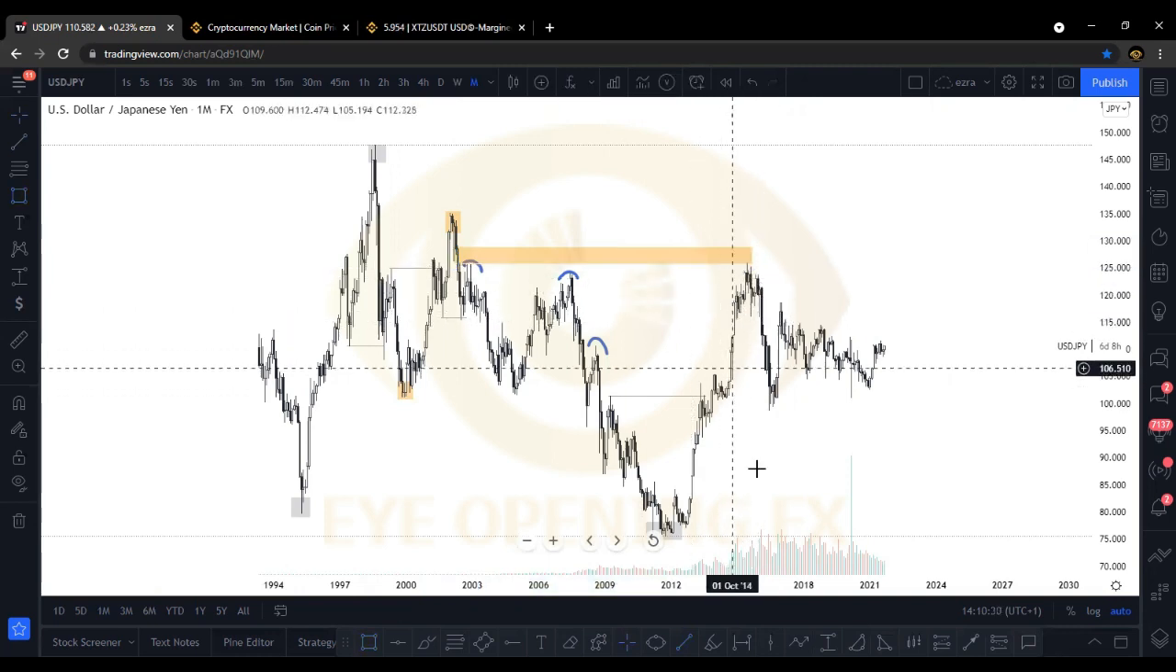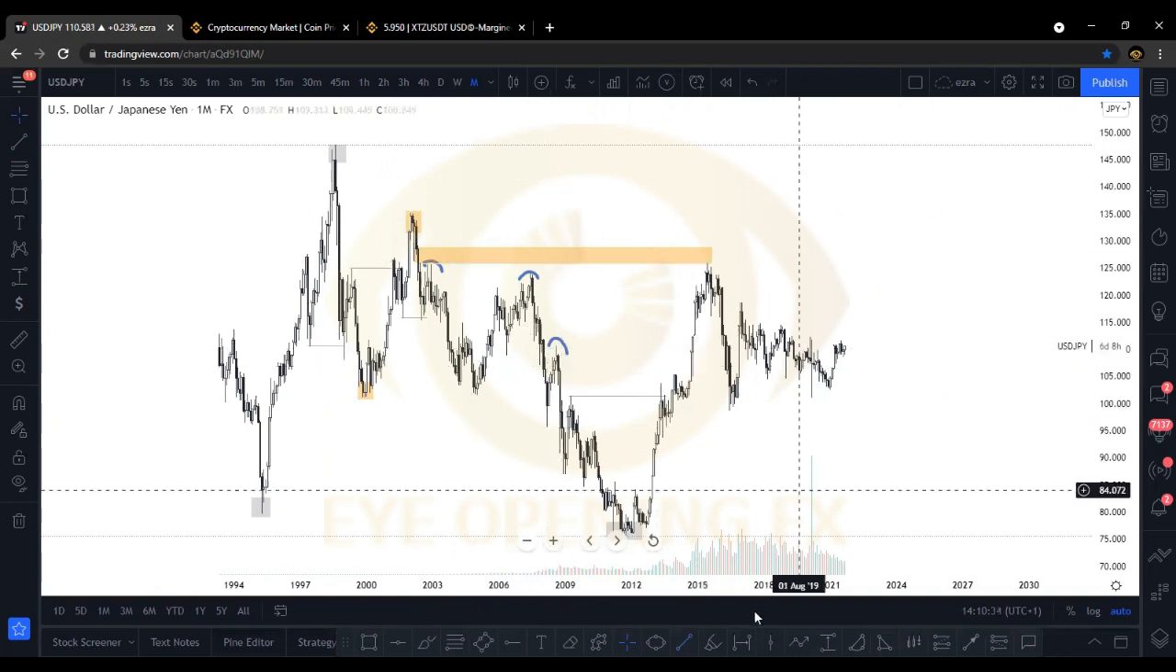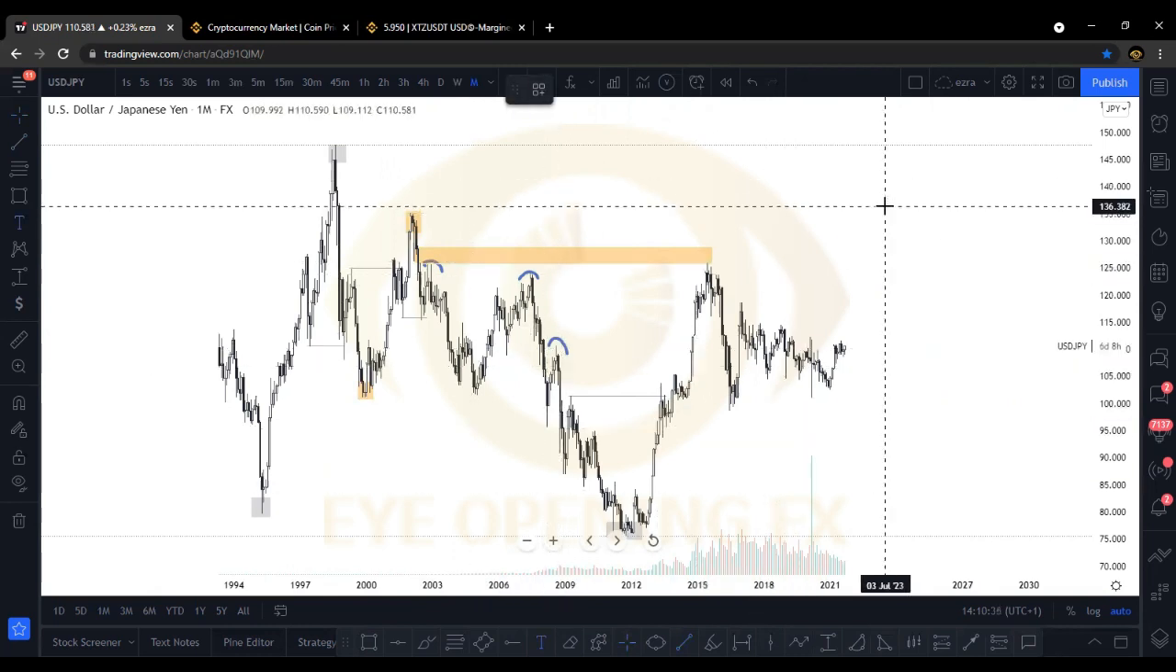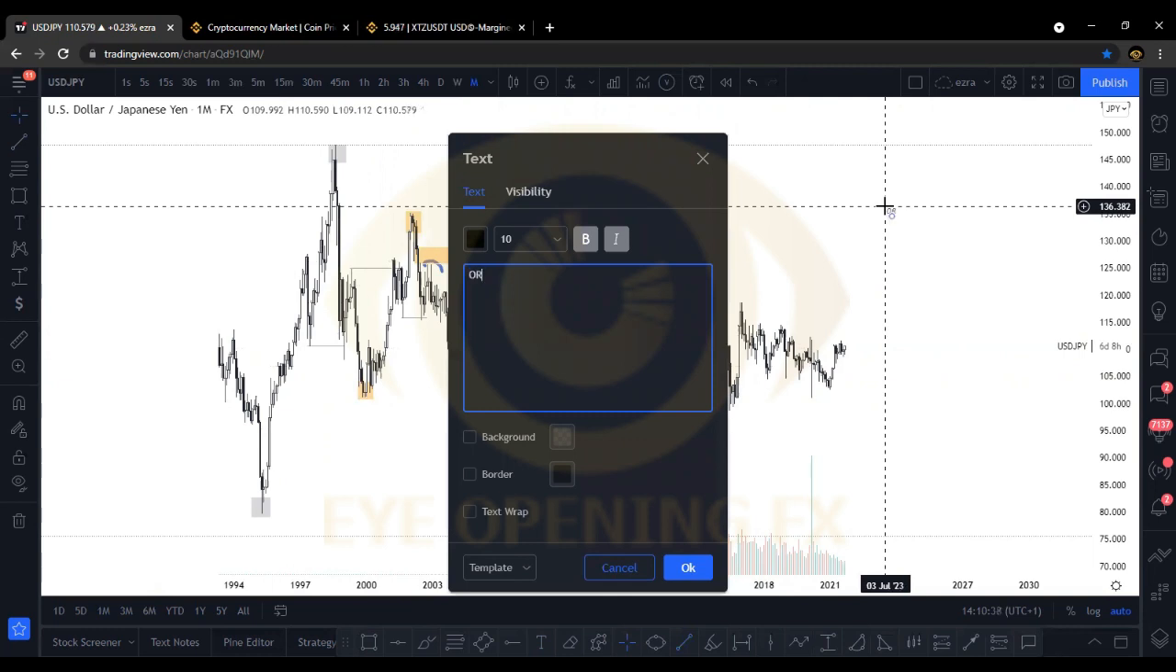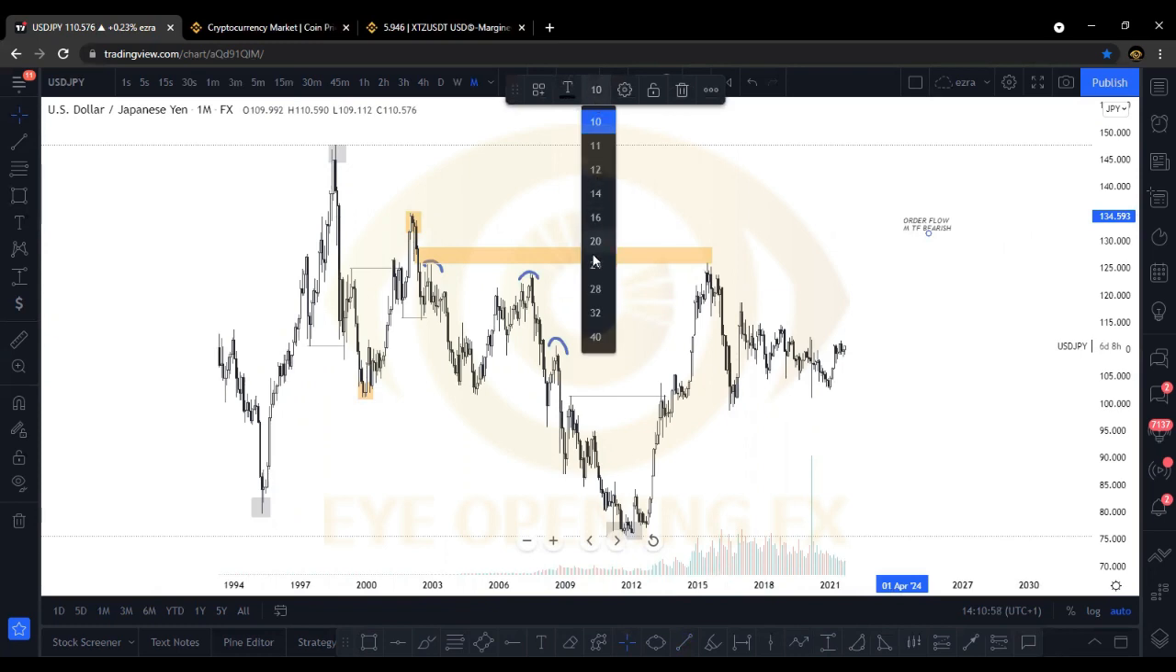Because of that, on this monthly time frame, the order flow is bearish. Order flow on this time frame is what we call bearish order flow.